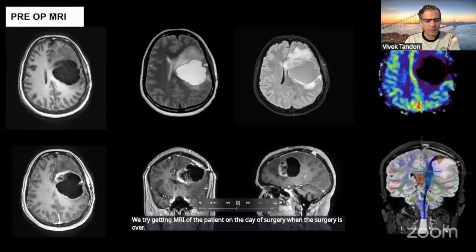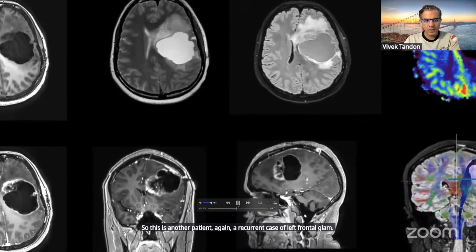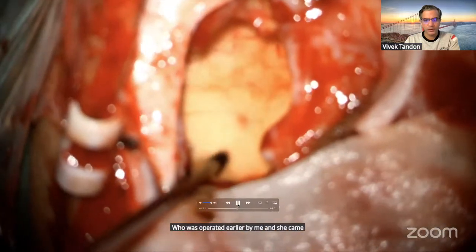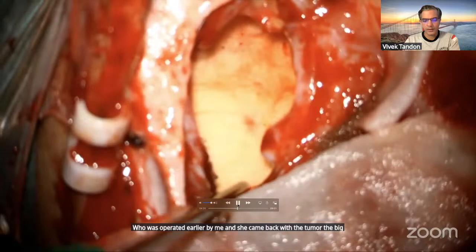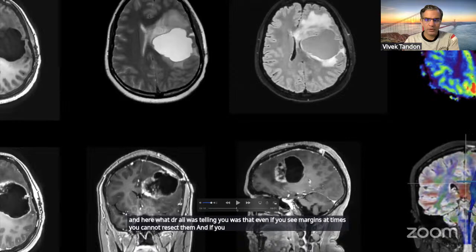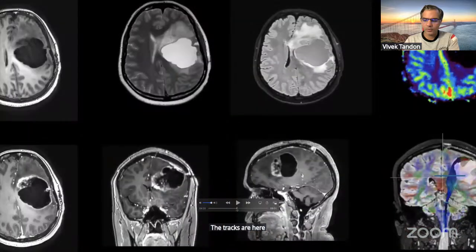So this is another patient, again a recurrent case of left frontal glioma, who was operated earlier by me, and she came back with a big tumor. And here, what Dr. Ali was telling you was that even if you see margins, at times you cannot resect them. And if you see here, the tumor is reaching up to the motor strip. The tracts are here, which are very near to the tumor.